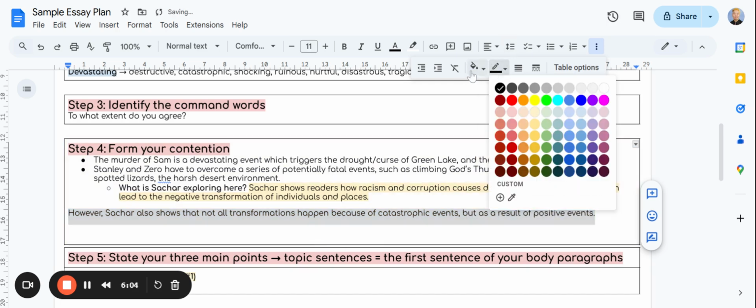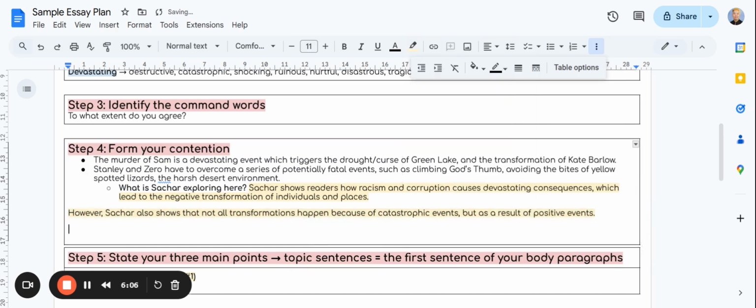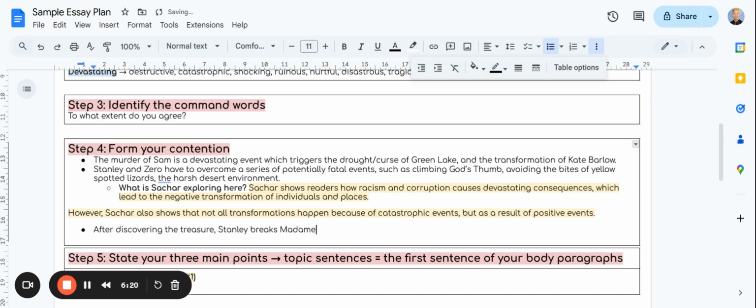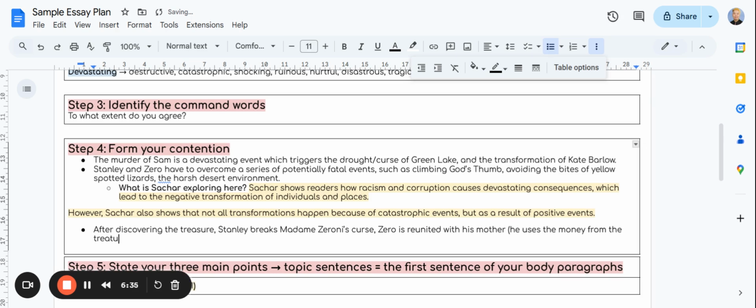Let me just highlight that in yellow. So, what are some examples that show this disagree contention statement to be true? So, after discovering the treasure, Stanley breaks Madame Zeroni's curse. Zero is reunited with his mother. He uses the money from the treasure to do so.